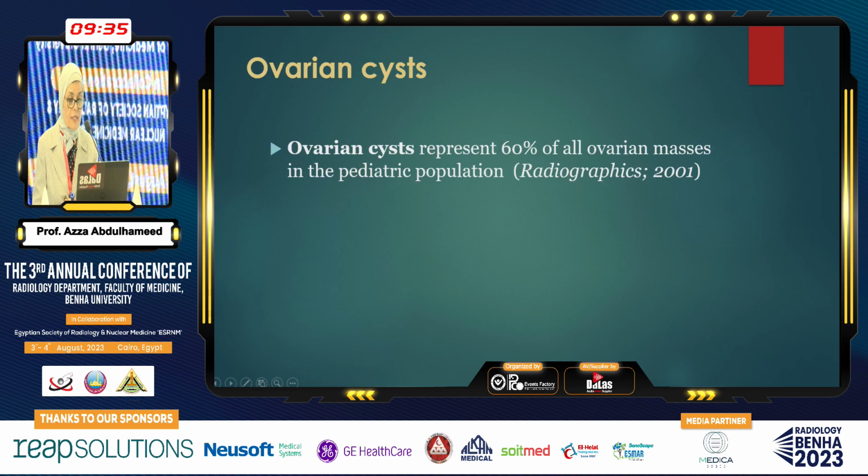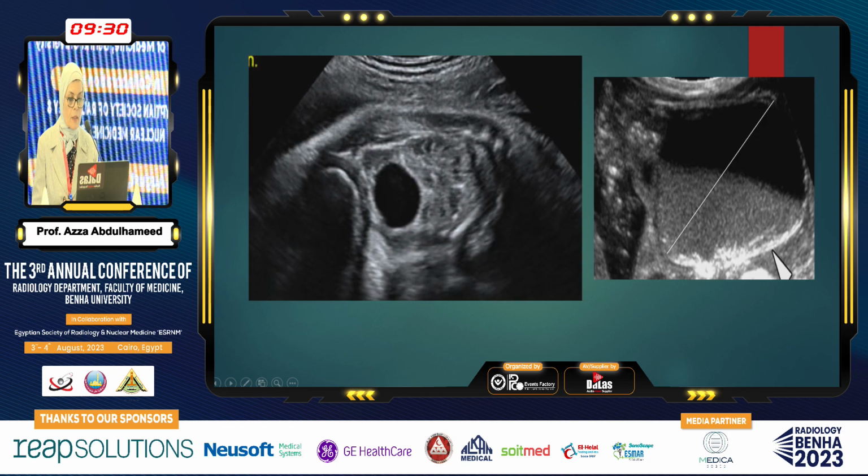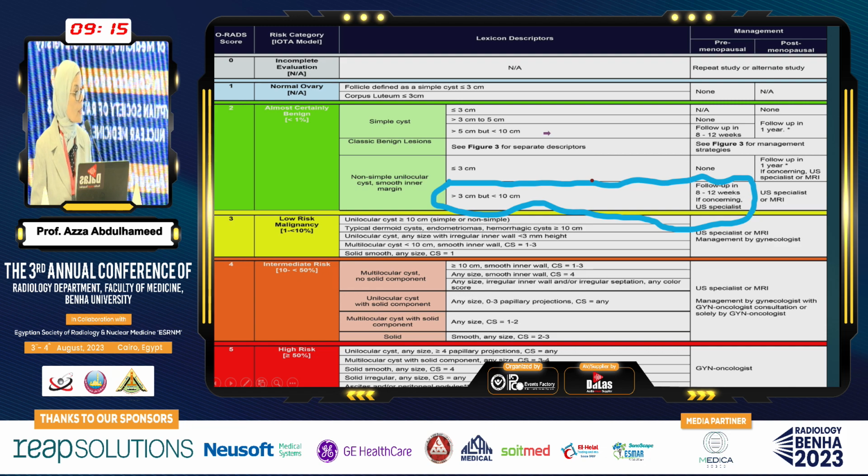Pediatric ovarian cysts represent 60% of all ovarian masses in the pediatric population. This is an ovarian cyst seen in a fetus. After delivery, you can see it became hemorrhagic. It measured 6 by 5 centimeters. Trying to locate it in the O-RADS classification, it might be located here. It's O-RADS 2, where the size is more than 3 centimeters and less than 10 centimeters, and the management should be follow-up.